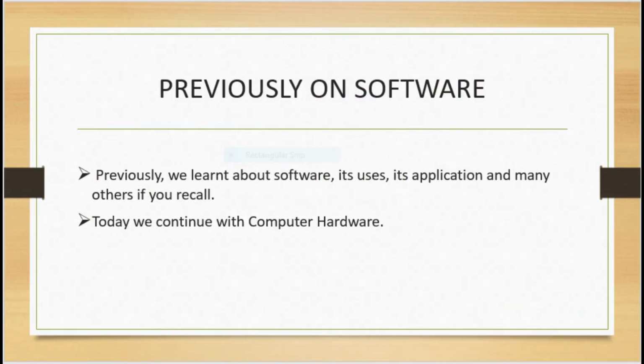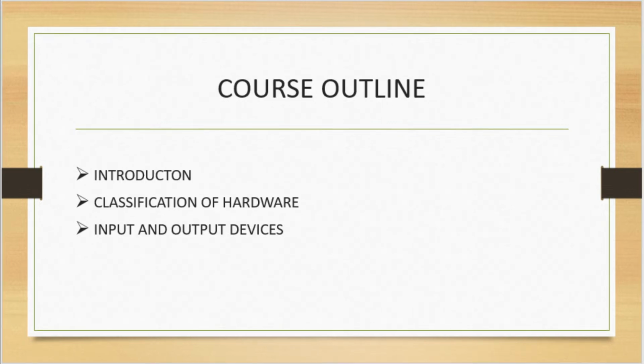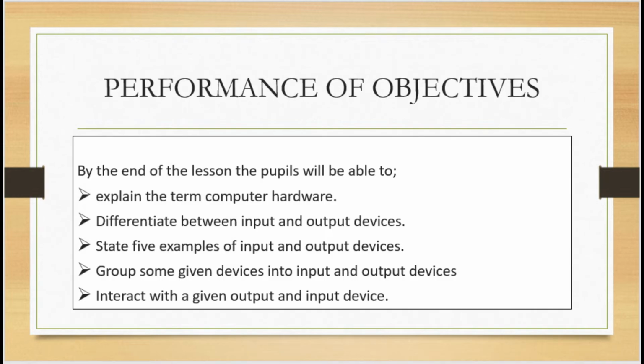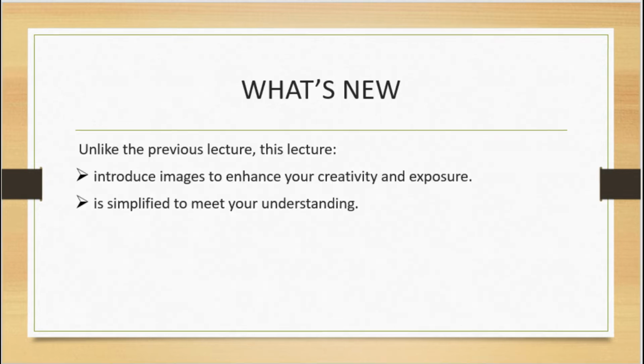In our previous lecture, we discussed computer software, which is the unseen parts of a computer. The course outline: the introduction, classification of hardware, the input and output devices. After this lecture, students must be able to explain the term computer hardware and differentiate between input and output devices.